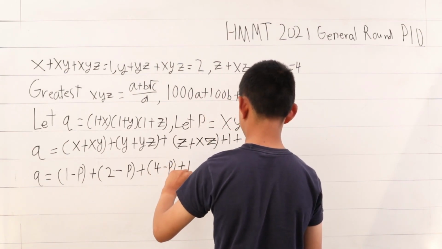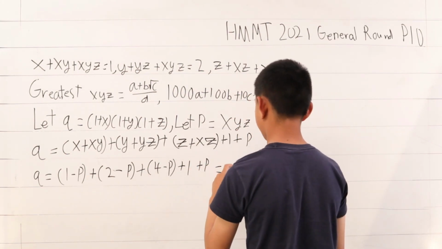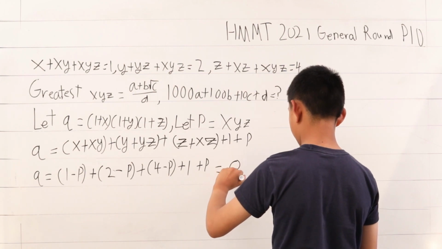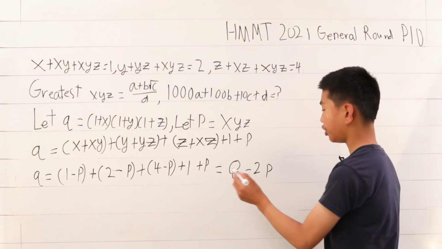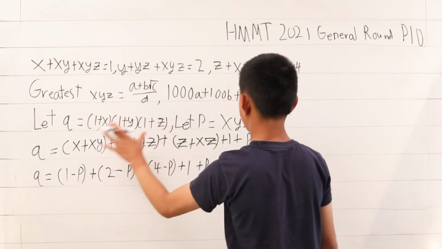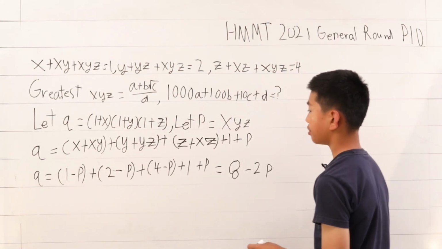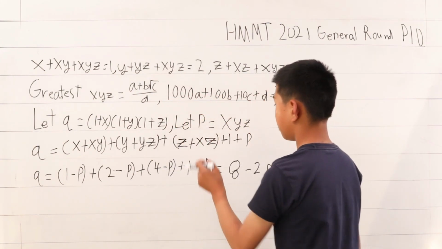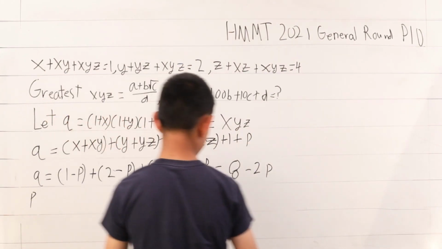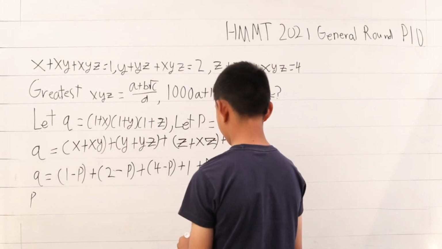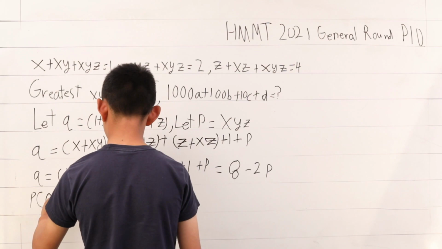And then you still add the 1 and then add the p. Once all this has been dealt with and the dust settles, you'll be left with 8 minus 2p. So we now have a value for q that doesn't seem so big, or lengthy at least. Now what we do is we can multiply q and p together. So we multiply p and this value, which is q, so we multiply p by 8 minus 2p.